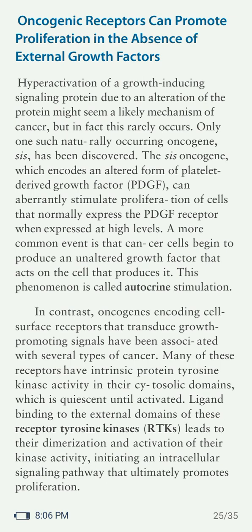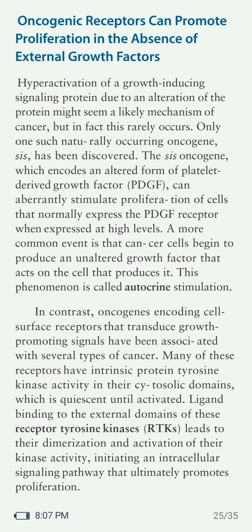Only one such naturally occurring oncogene has been discovered, the sis oncogene, which encodes an altered form of platelet-derived growth factor (PDGF) and can aberrantly stimulate proliferation of cells that normally express the PDGF receptor when expressed at higher levels. A more common event is that cancer cells begin to produce an unaltered growth factor that acts on the cancer cell that produces it. This phenomenon is called autocrine stimulation.